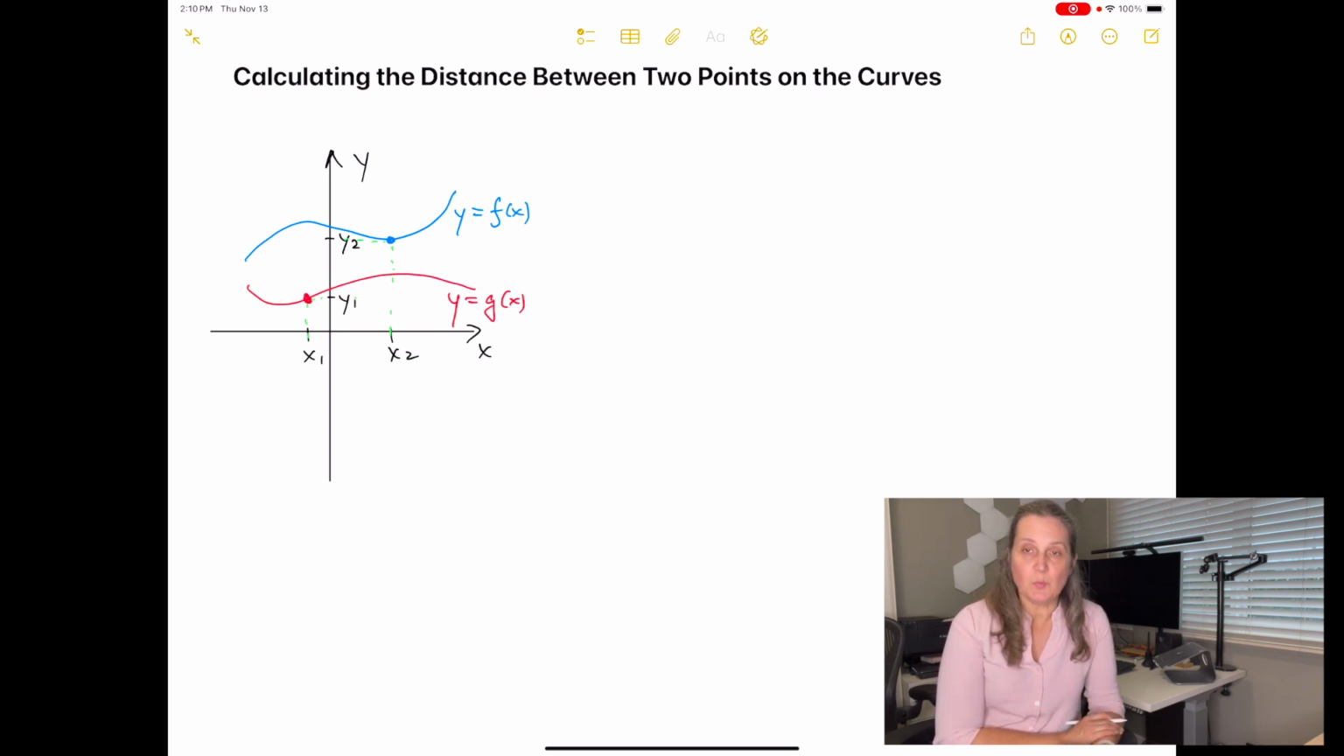Today we'll talk about how to calculate distance between 2 points on the curves. Imagine that we have 2 points that have coordinates x1, y1 for the point that lays on red and x2, y2 for the point that lays on the blue curve.